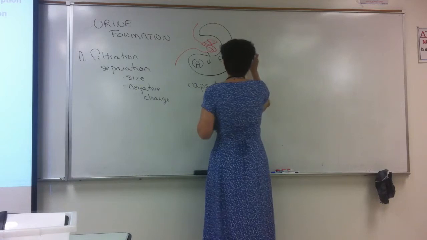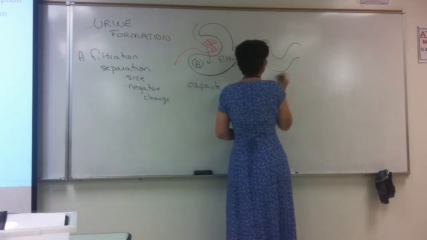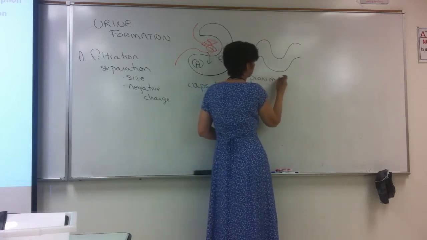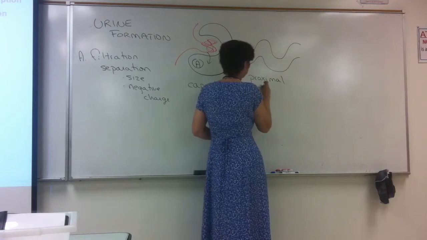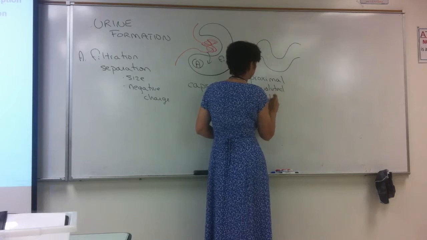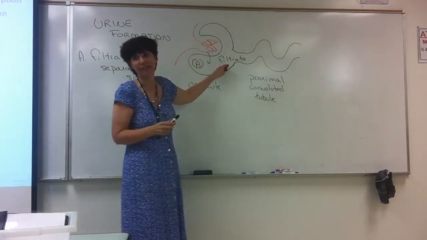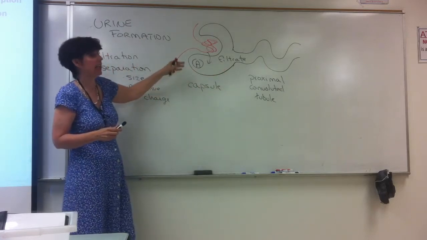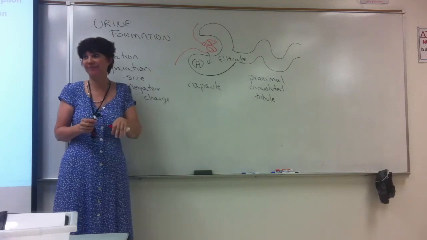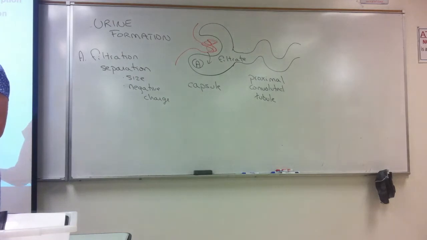I'm going to modify this slightly from the diagram that you see there. So this is our proximal convoluted tubule. Remember, anything that is small enough and doesn't have too much of a negative or positive charge is able to pass into the filtrate. And that's way too much that we want to get rid of.